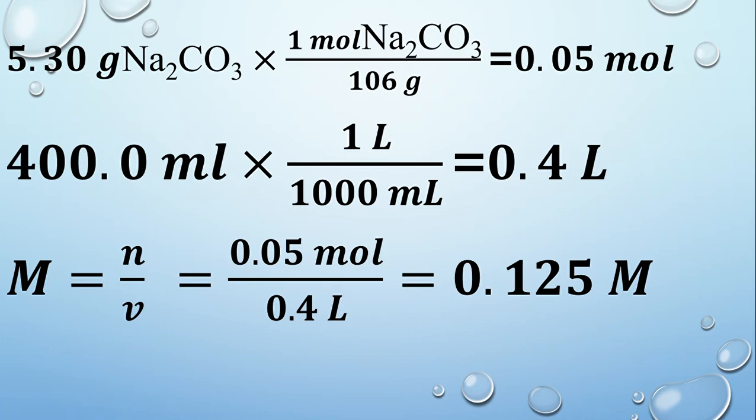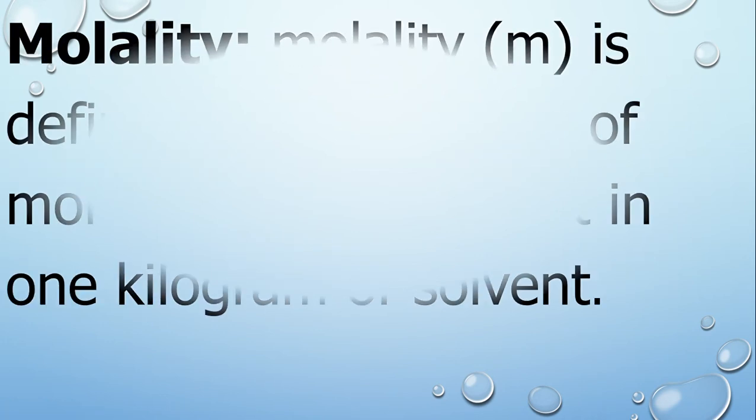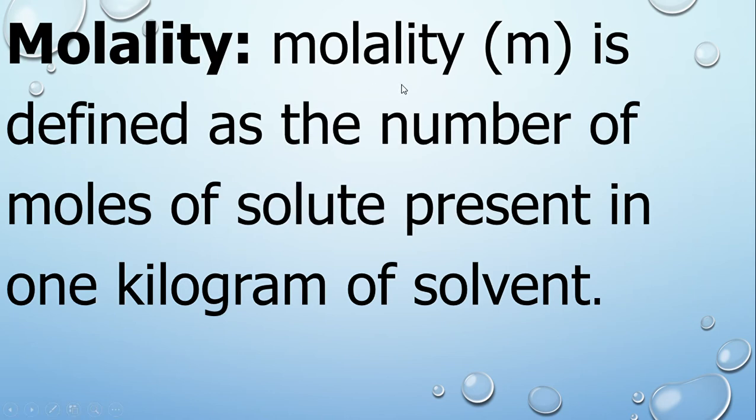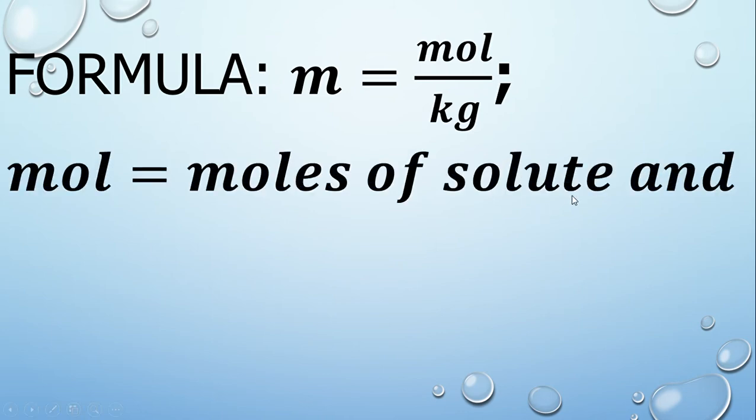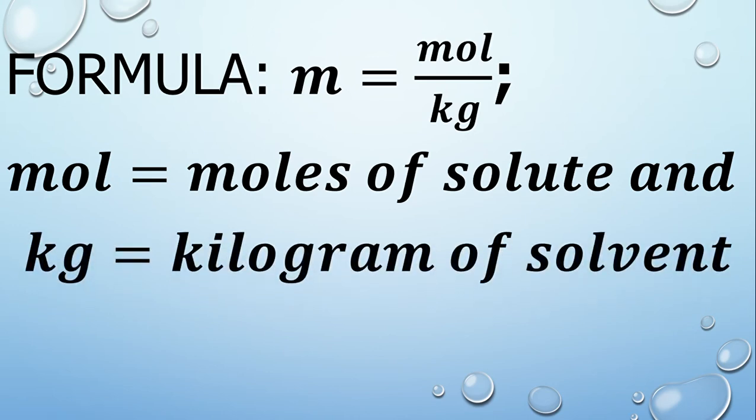So what is molality? Okay, so the symbol for molality represents the small letter m. Molality is defined as the number of moles of solute present in 1 kilogram of solvent. So we have the formula, m is equal to mole per kilogram. In mole is moles of solute and kilogram of solvent.